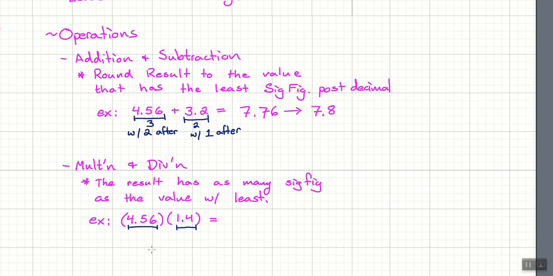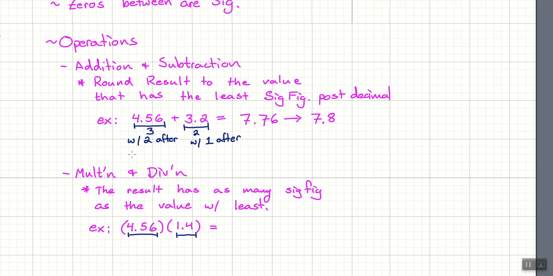Cool. When we go through, there's 3 significant figures there, 2 there. Can you guys identify which of those is a smaller number? It is indeed 2. So what's the actual answer the calculator gives you? 6.384, which has how many?